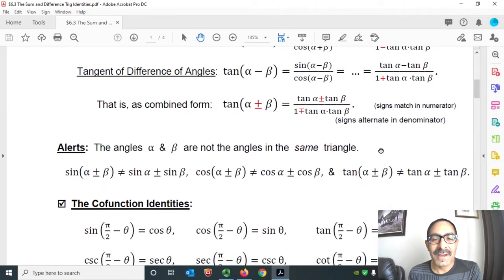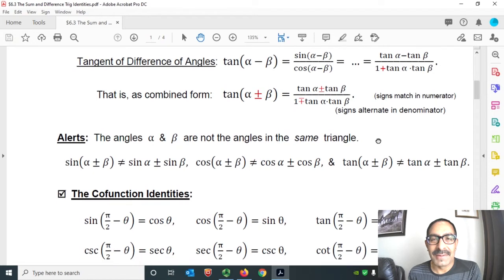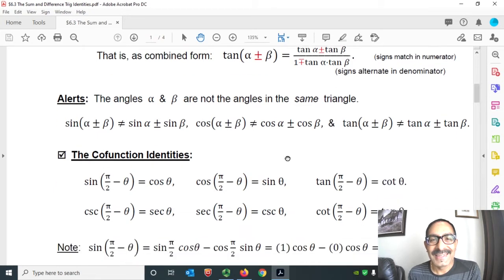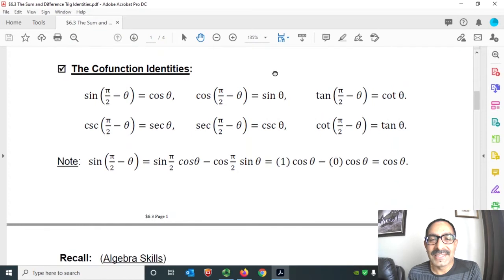Quick alert. The angles alpha and beta are not the angles in the same triangle, and this is not true: sine of alpha plus minus beta is not equal to sine alpha plus minus sine beta. And similarly for the cosine function case, and similarly for the tangent function case. Great.